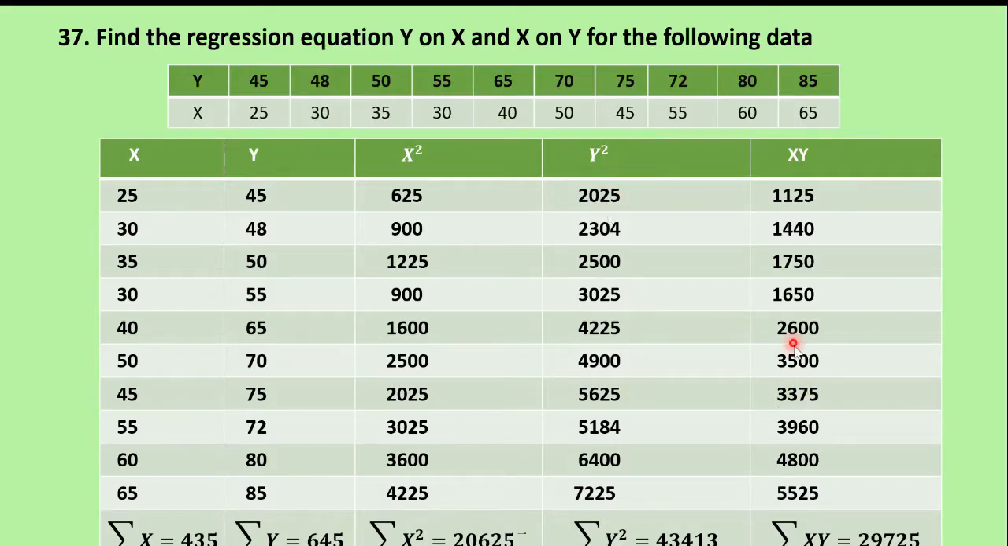The last column will be xy because you had xy in your formula. Xy means x into y. 25 into 45 will give you 1125. 30 into 48 will give you 1440. Likewise, you find xy for all the values of x and y, then you add all of them. Summation xy is equal to 29725. So now you have found summation x, summation y, summation x square, summation y square, and summation xy.